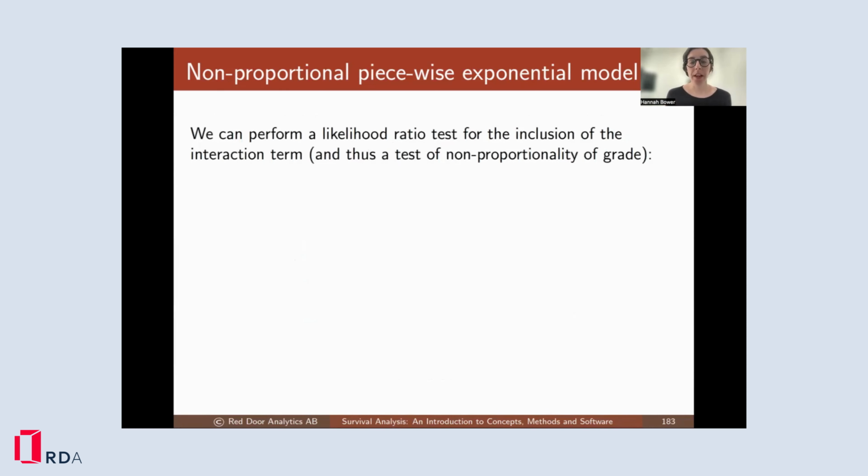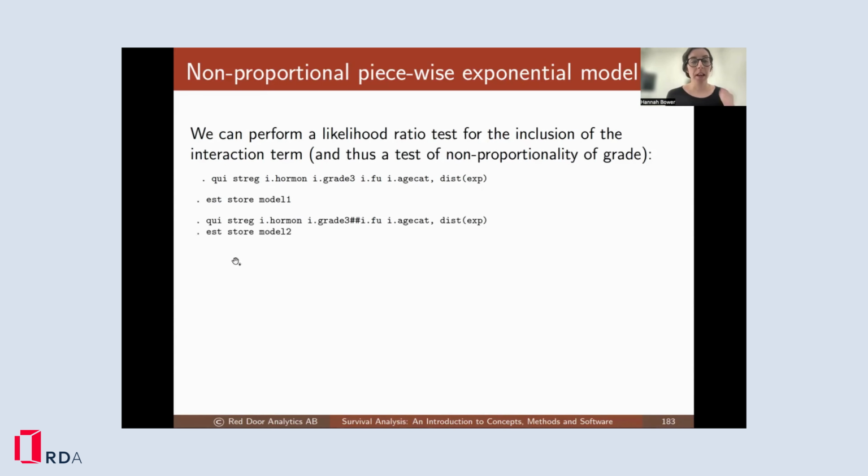So what we can do to test for the inclusion of the interaction term, and a test of non-proportionality of grade that we presented in the previous section, is we can perform a likelihood ratio test. So how we would do that is we would start by fitting a model that does not include an interaction. Here the quietly option, or qui, just tells Stata not to display the output of the command. And then we use this estimates store command to say, let's save the values of this model, and we're going to call it model 1.